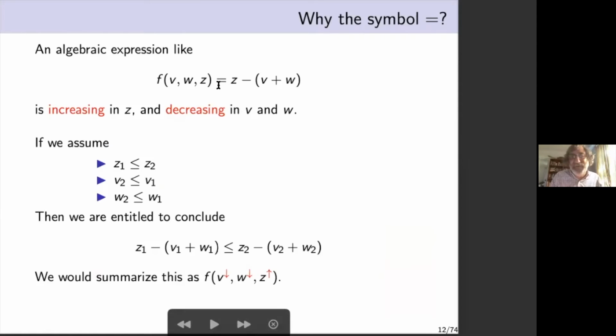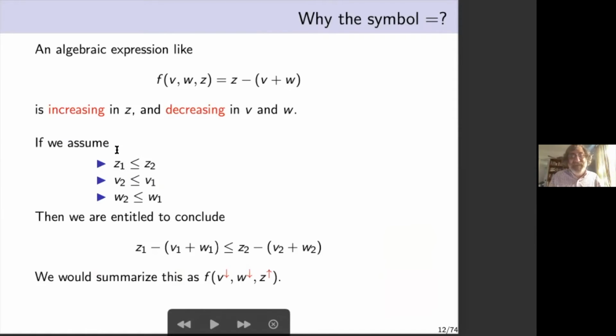So here's a function of real variables, v, w, and z minus v plus w. And this is increasing in z. So if you raise z up, the value goes up. And it's decreasing in v and w. Another way to say it is that the partial derivatives are positive and negative.